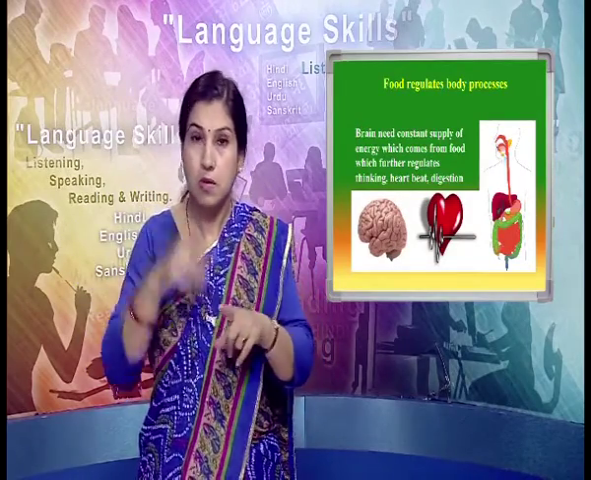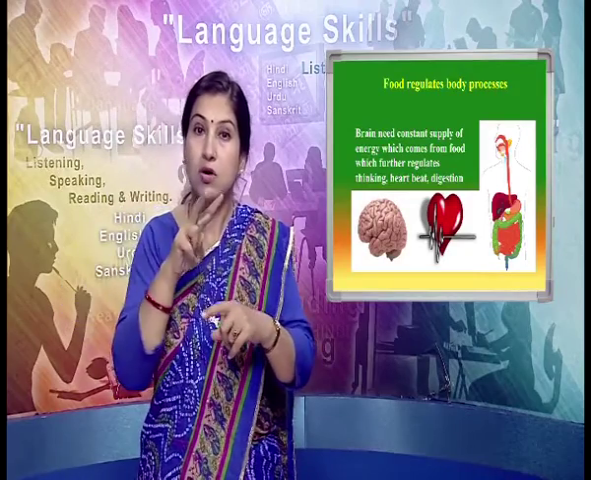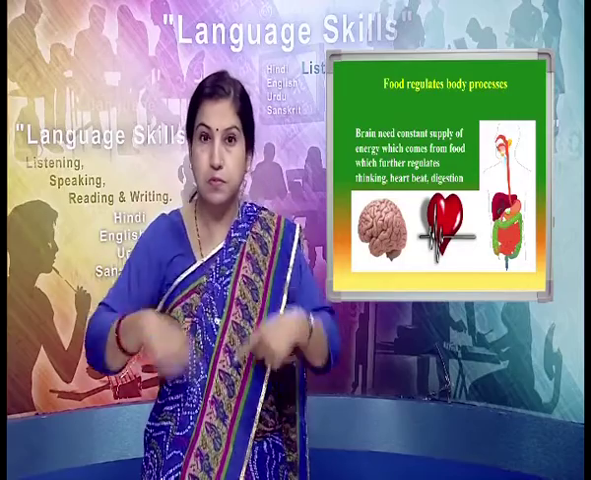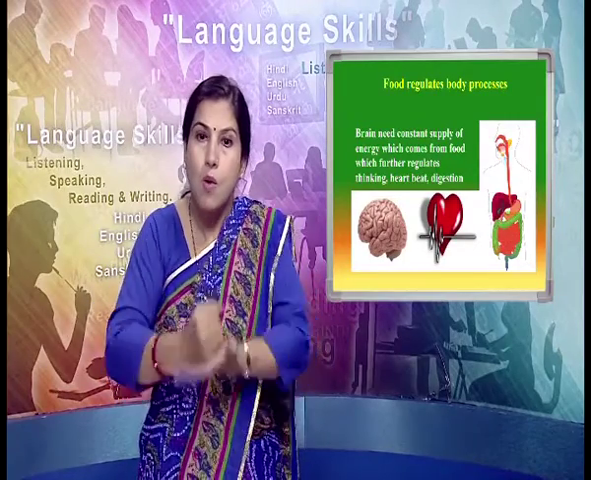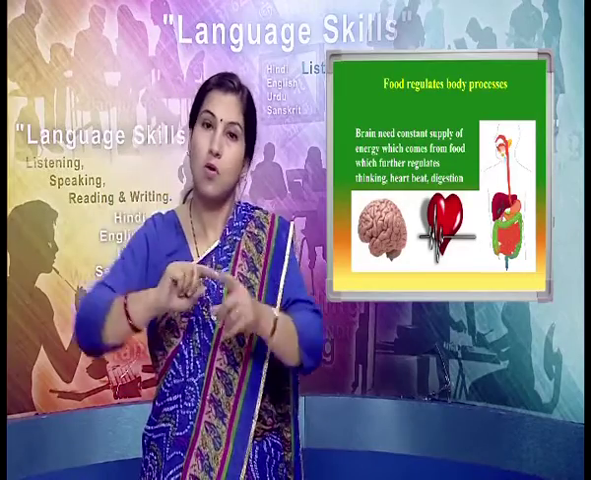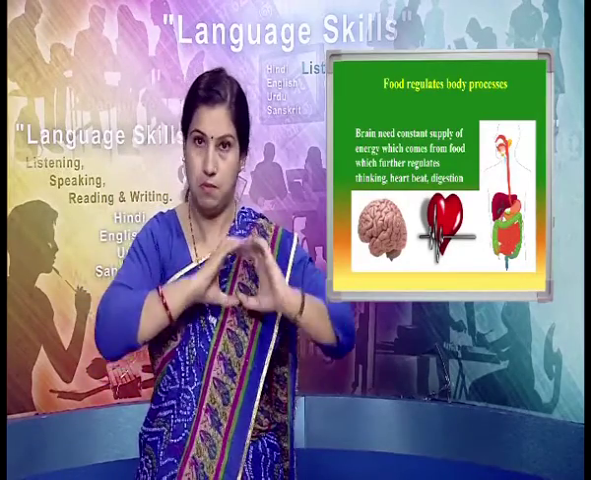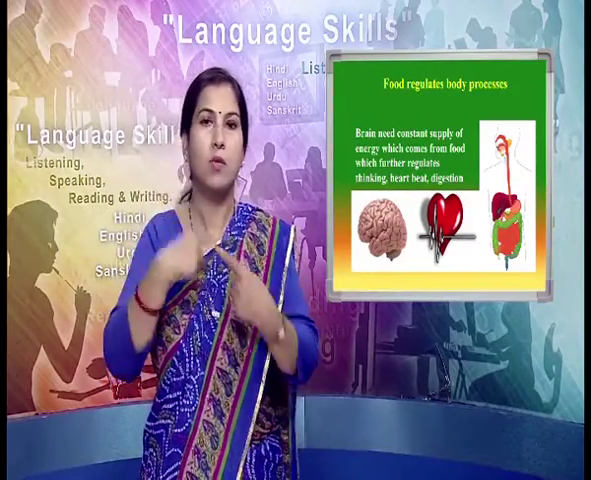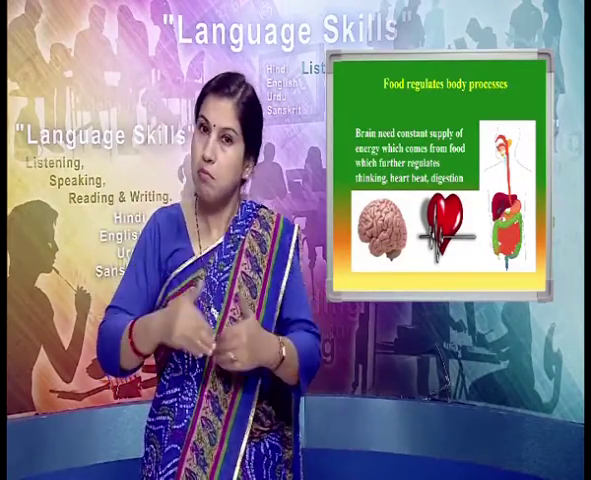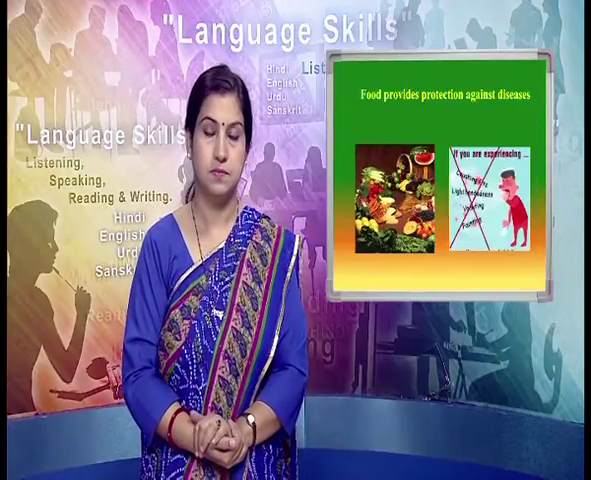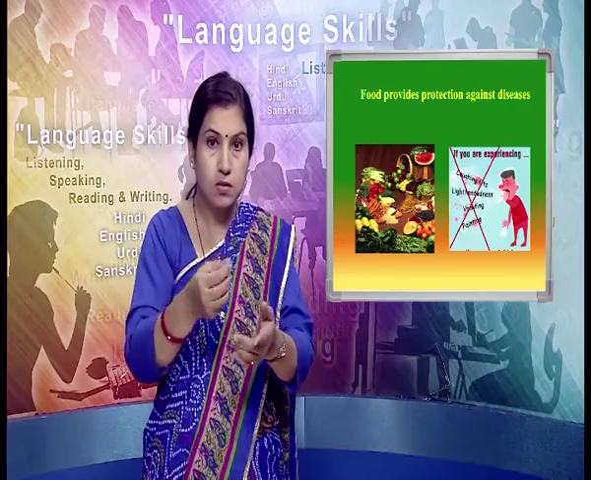Food regulates our body processes. The brain needs a constant supply 24 hours a day. And where does it come from? From the food. And the brain regulates all the processes like heartbeat, digestion, which you may not realize, but food regulates your body processes. Food provides protection against diseases.